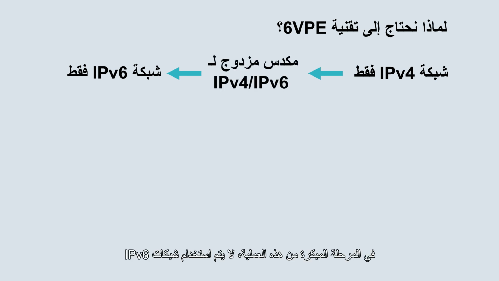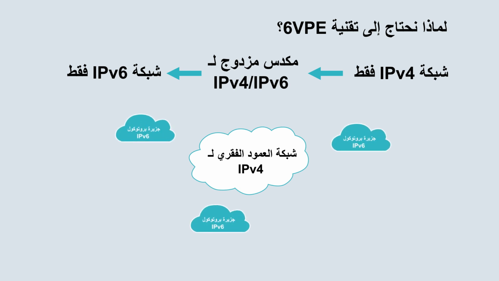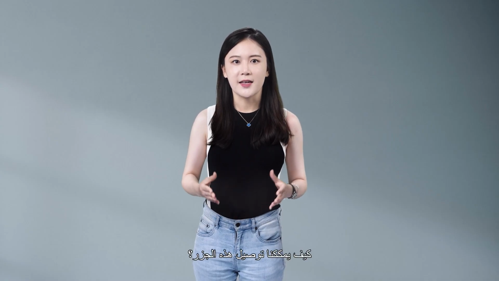In the early stage of this process, IPv6 networks are not widely deployed, and IPv4 networks are still the most prevalent. At this time, IPv6 islands may occur. How can we connect these islands?